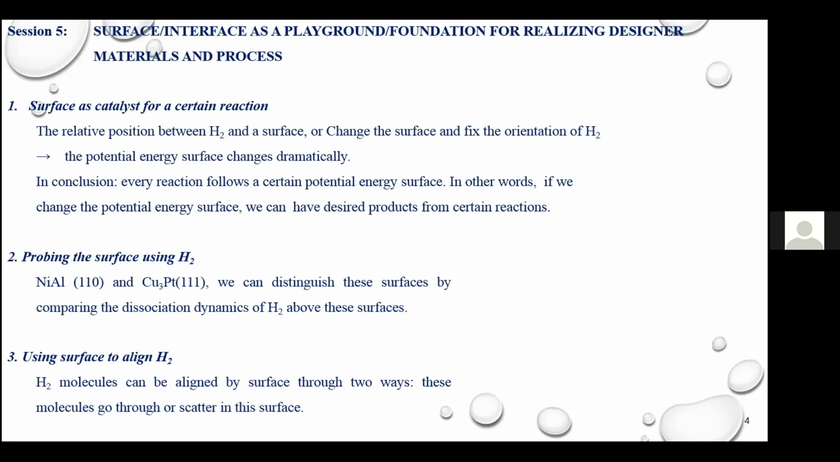For example, in this session, the session talks about nickel aluminum 110 and copper 3 platinum 111, and they figured out that we can distinguish these surfaces by comparing the dissociation dynamics of hydrogen molecules on these surfaces. And the third usage of the surface is that we can use the surface to align hydrogen molecules.